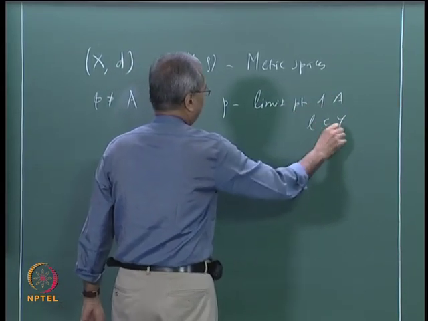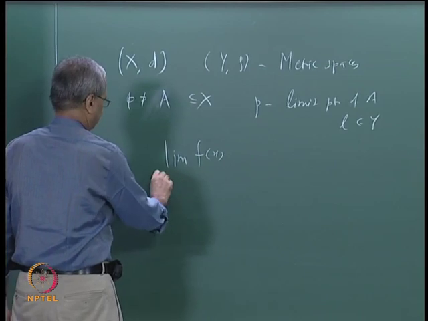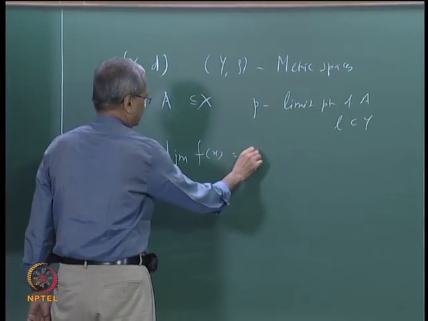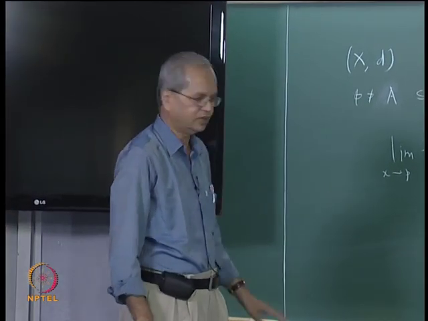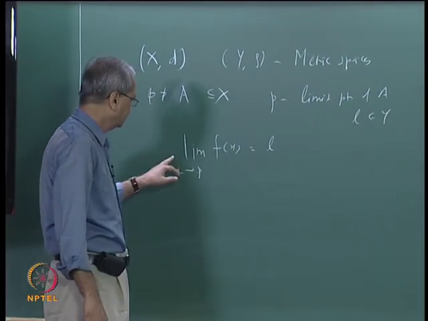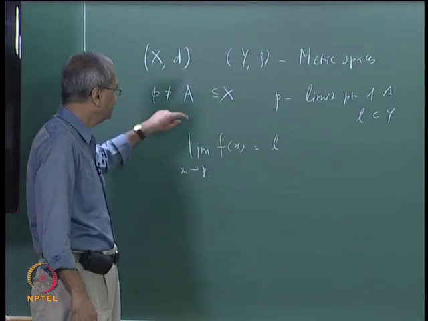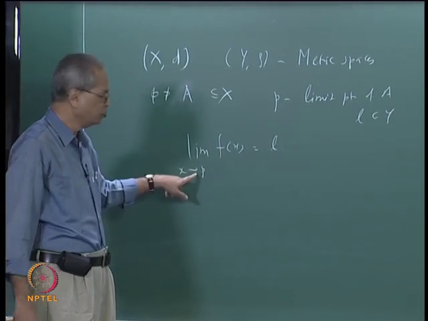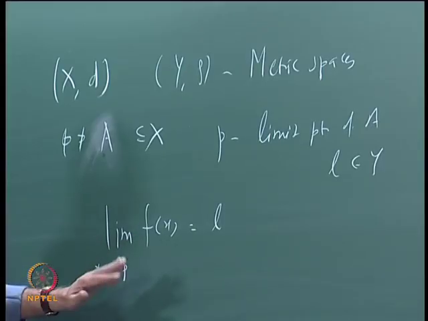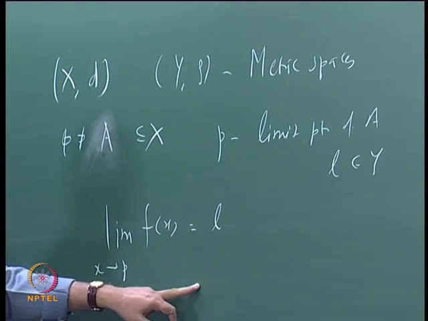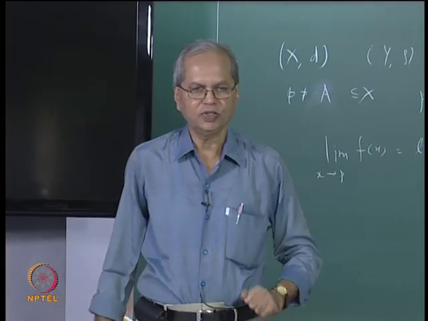and P as a limit point of A, L some point in Y, and we defined what is meant by saying that the limit of f(x) as x tends to P is equal to L. We gave the definition in terms of epsilon, delta. I will not repeat that definition, but we also proved that saying the limit exists is equivalent to saying that given any sequence x_n in A converging to P, the sequence f(x_n) in Y should converge to L, and this is equivalent to saying that the limit of f(x) as x tends to P is equal to L.